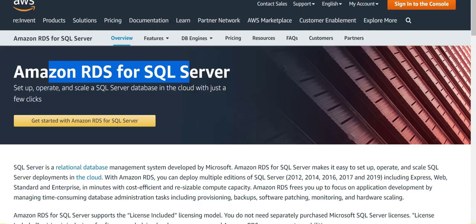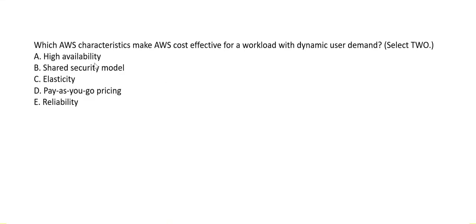You have dynamic workload. Which options is cost effective? These two, C and D. C, because it provides you elasticity. You can scale out and scale in when it is not needed. Pay as you go is you don't have capex, only opex.